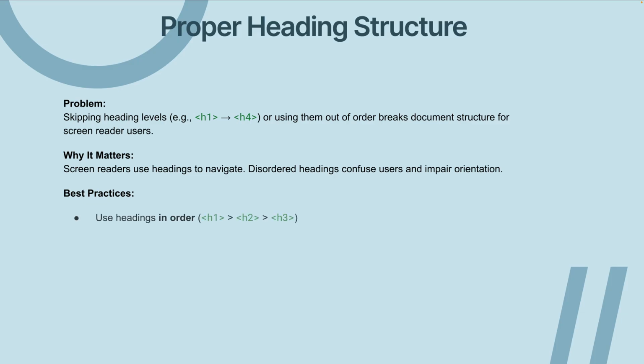So the best practice is that you should use headings in order, like I mentioned, H1 followed by H2, followed by H3, and so on. And don't just use them purely for styling, because sometimes on some websites they want their text to look bigger, similar to a heading, and they would use a heading for that. Don't just use it for that.